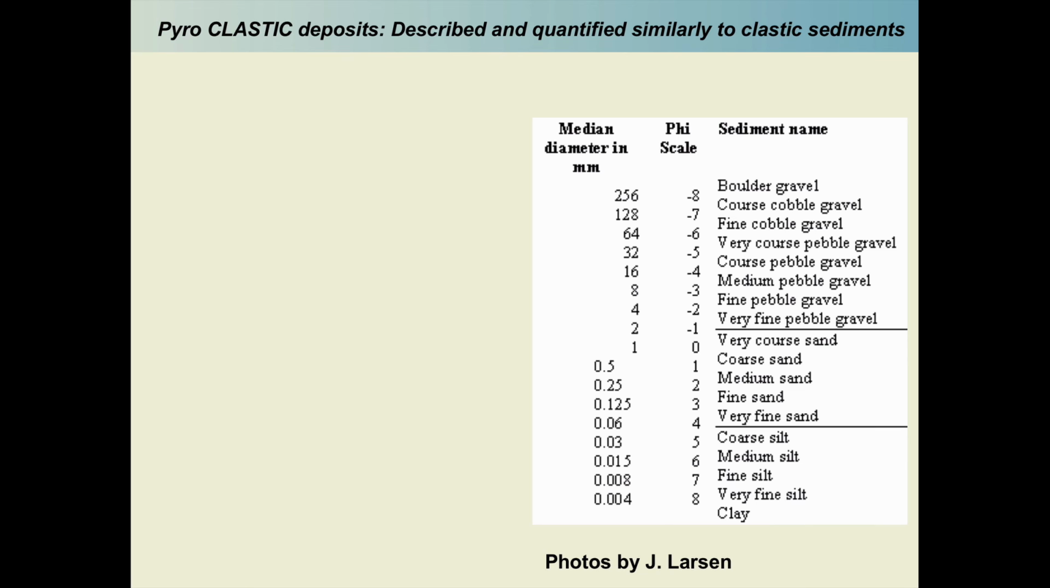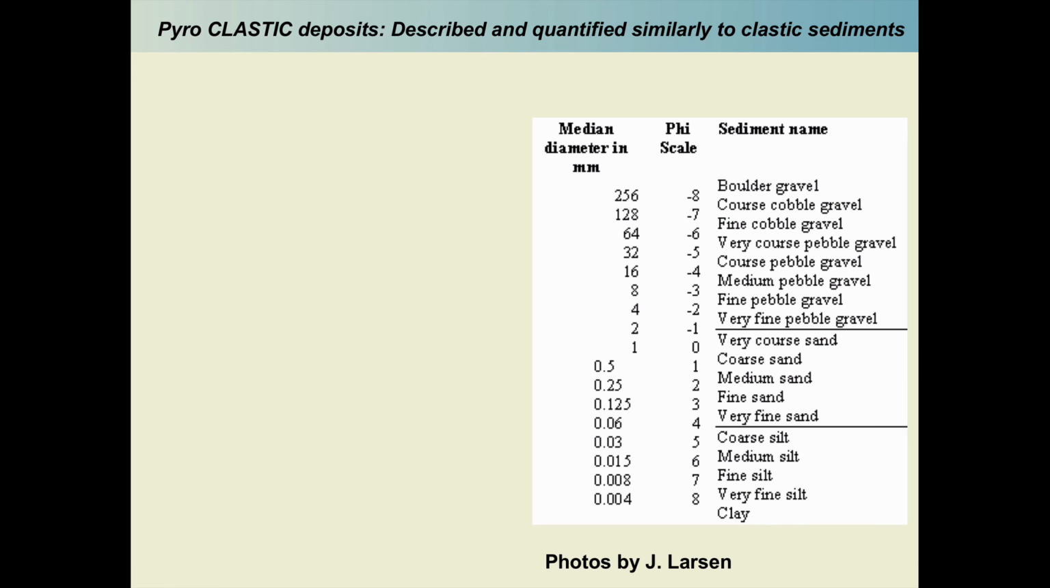Okay, so this slide shows the phi scale that sedimentologists use to classify different sediments according to their size. Pyroclastic deposits are clastic, which means that they're fragments of rock formed from a volcano. So they're described and quantified very similarly to clastic sediments, and we use a phi scale for that. The phi scale is a way to classify grain size spanning a big range in sizes. In terms of millimeters, it goes from 0.004 up to 256 millimeters.